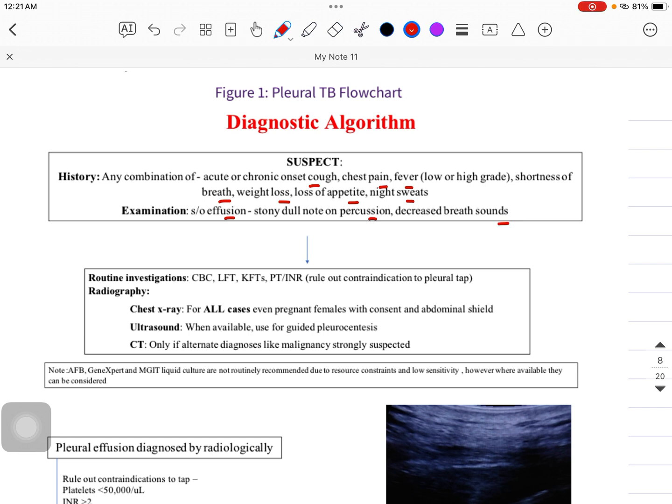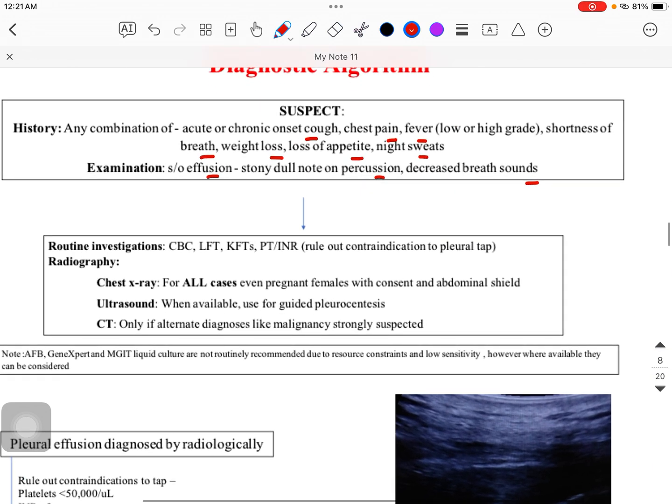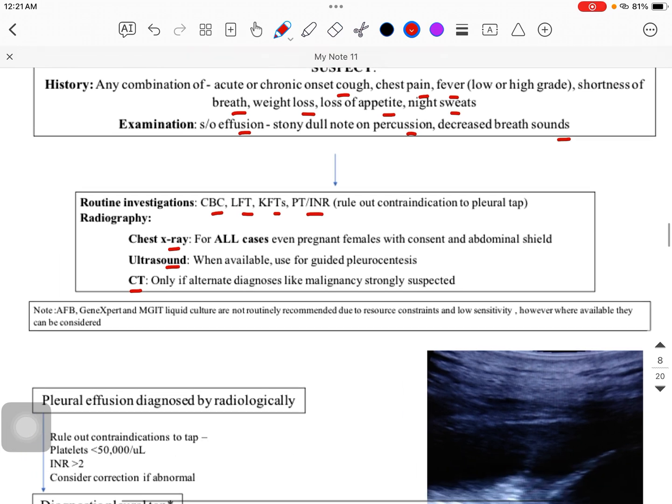For now, the patient comes to your emergency and you want to run some tests. These are some tests which you can go for. Go ahead with CBC, LFT, KFT, and then PT-INR, right? Why are we sending PT-INR? Because if we need to prick this patient in the future, the coagulation profile should be okay. So we should do the chest X-ray, the ultrasound if it is available in your center, and then the CT scan. CT scan comes last. CT scan will be needed only when we suspect some kind of pleural malignancy or something like that.